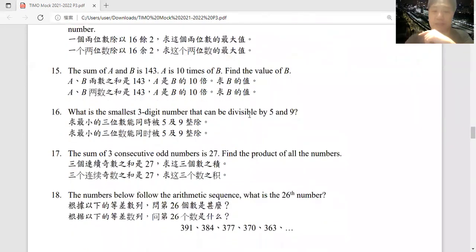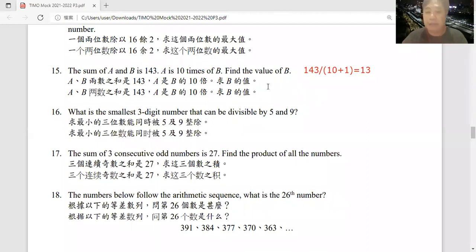Okay, 15. The sum of A and B is 143. A is 10 times B. Find the value of B. Now, two ways of doing it. Of course, you can use algebra, but because I'm finding B, you just divide 143 by 10 plus 1, which is 13. But how can I arrive at this answer?